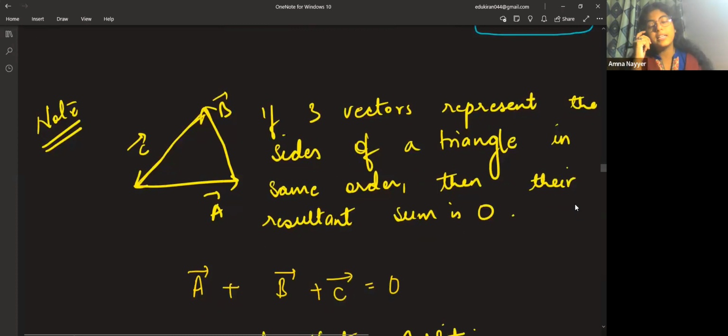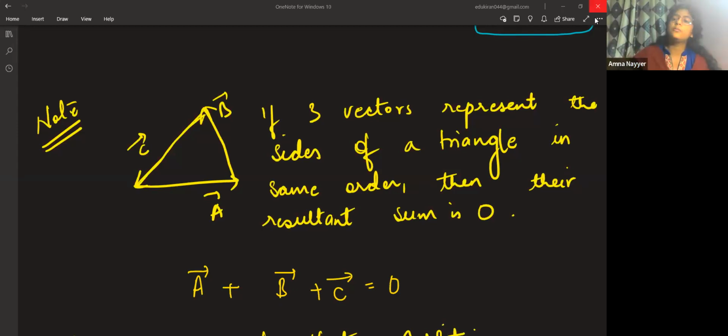See, if three vectors represent the sides of a triangle taken in the same order. Suppose this C, instead of being given in the opposite direction, is given to you in the same direction. Now, how will you solve? So this will directly be zero. Do not waste your time in the calculations. These questions are not very important for your exam, but this is a part of your syllabus, so you have to write it and at least have a little knowledge of it. All right. So this will be zero.